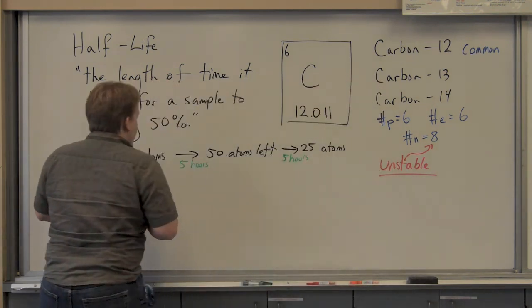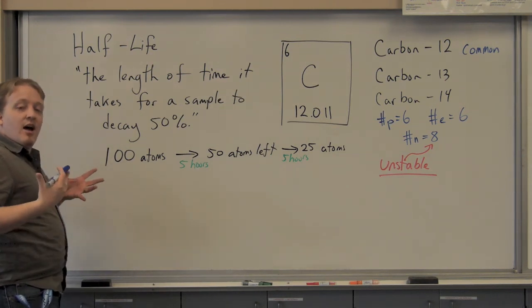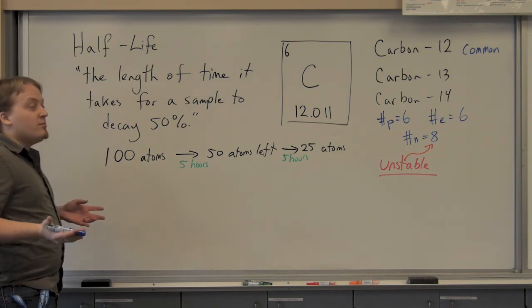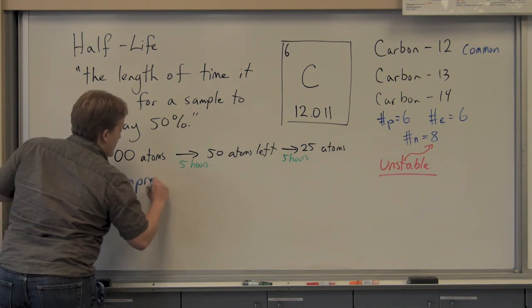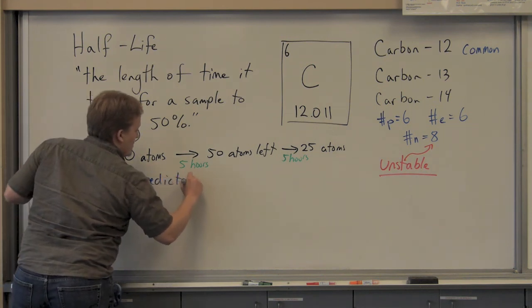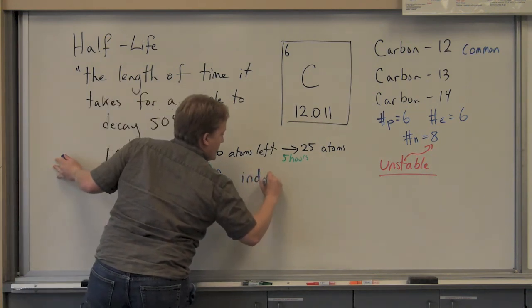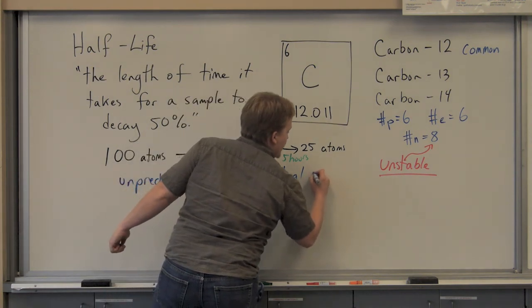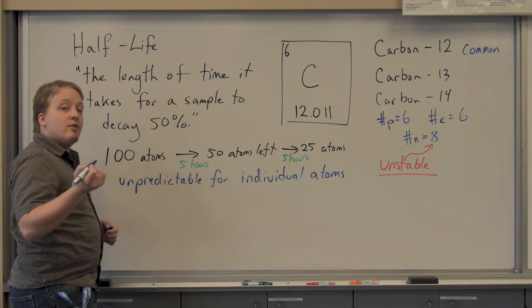So half-life is a regular pattern we see in the fundamentally unpredictable breakdown of unstable ions, or pardon me, unstable isotopes. So it's unpredictable for individual atoms, but very predictable for large samples.